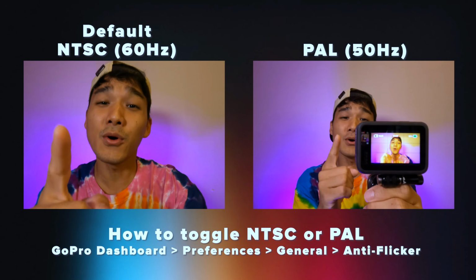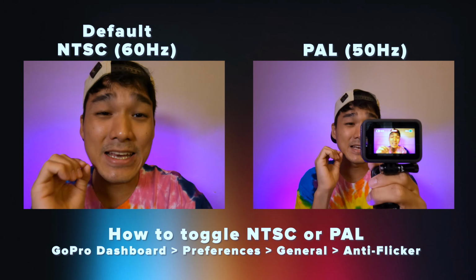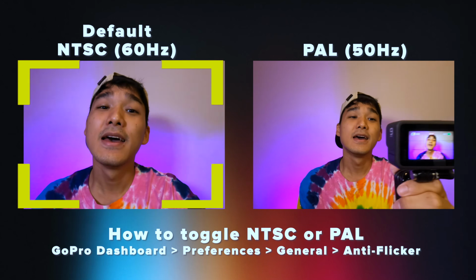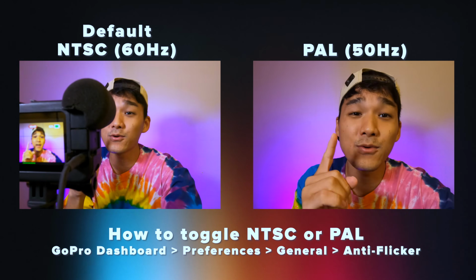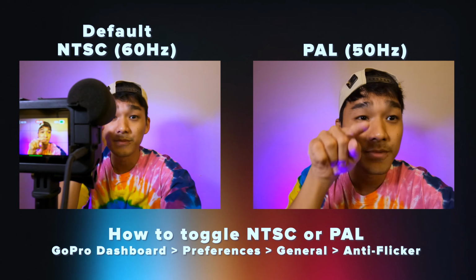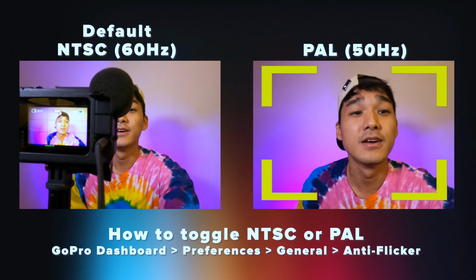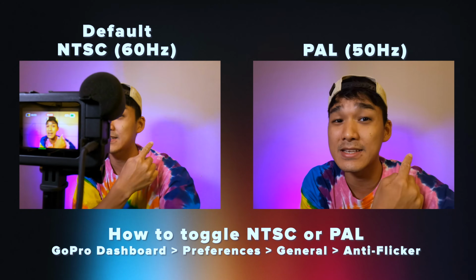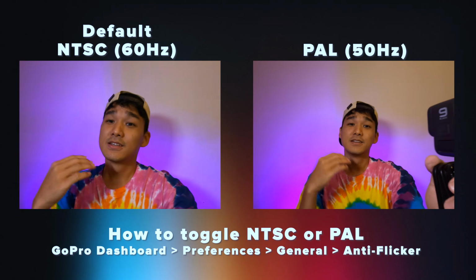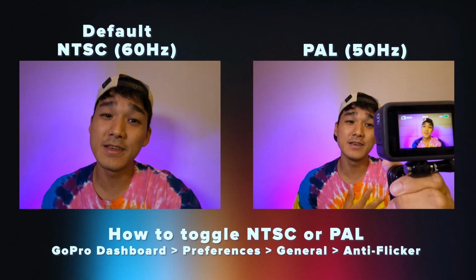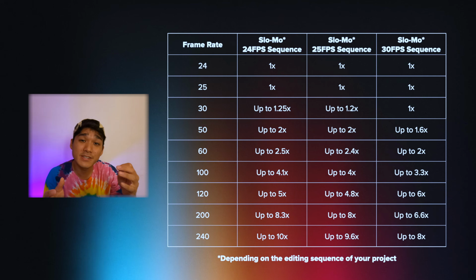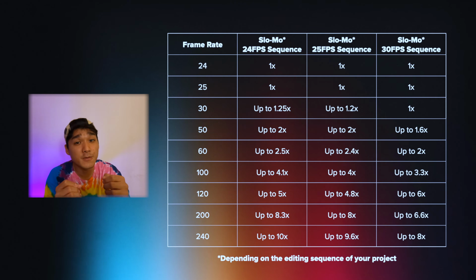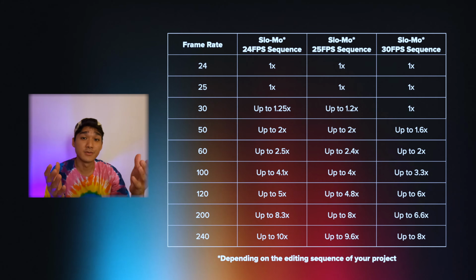By default, your GoPro camera is set to NTSC, like this one over here. And as a rule of thumb, because I am based in Asia, I always set up my camera to PAL, just like this camera over here, to eliminate those nasty flickering effects. So if you are based in Asia like me, why not give it a try? On screen right now is a quick reference guide to slow motion and its corresponding frame rates. So feel free to go ahead and take a screenshot.